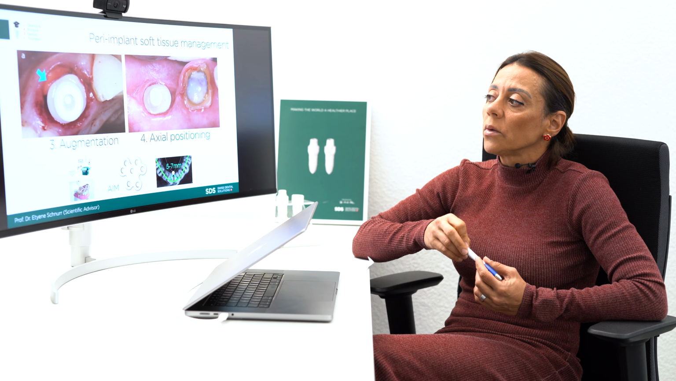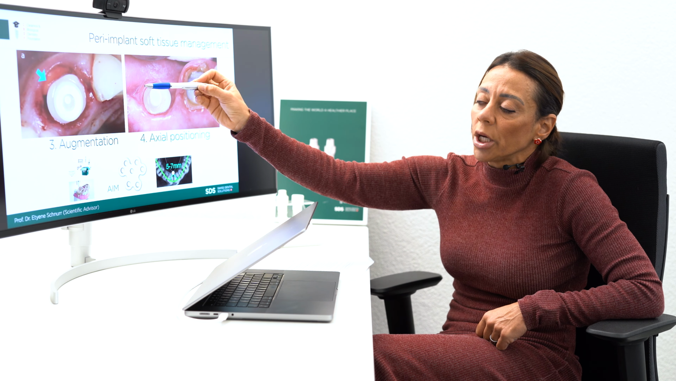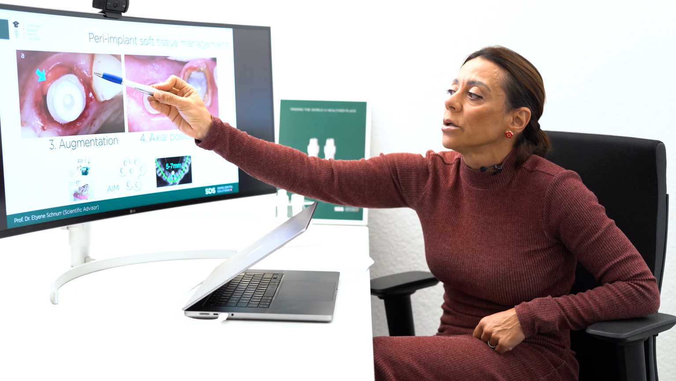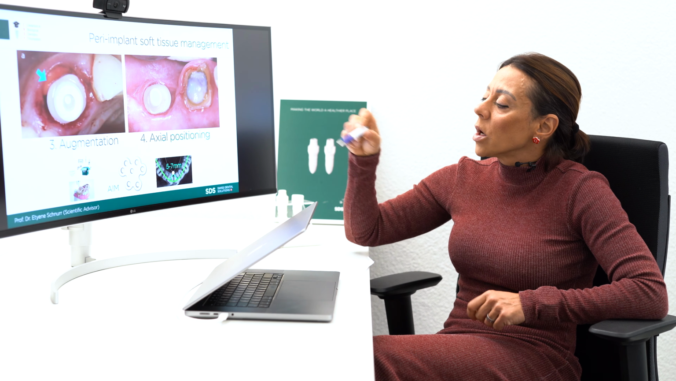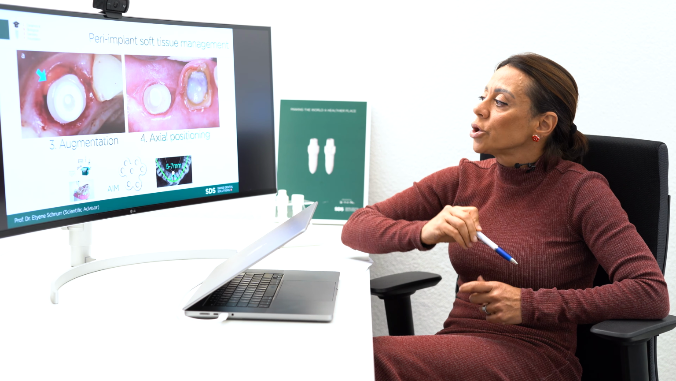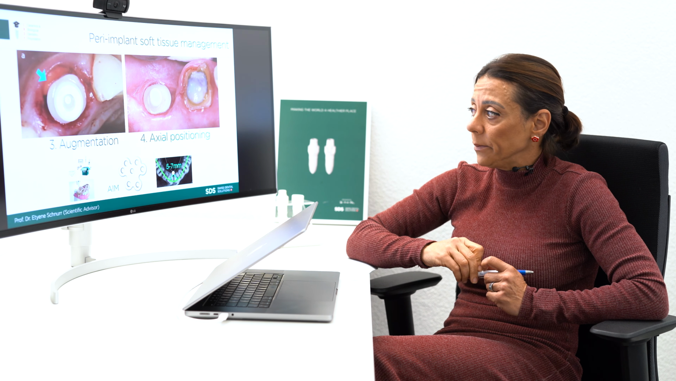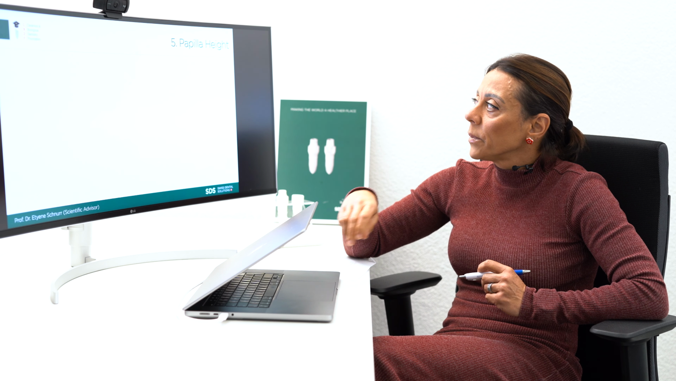Another solution would be using different shapes of implants, as here the SDS oval shape placed in front in scissors, or the balcony implant, where 2 implants would not fit properly. And number 5, papilla height.